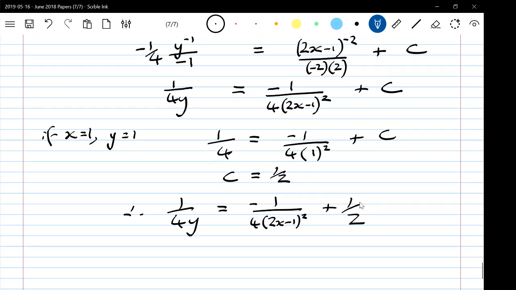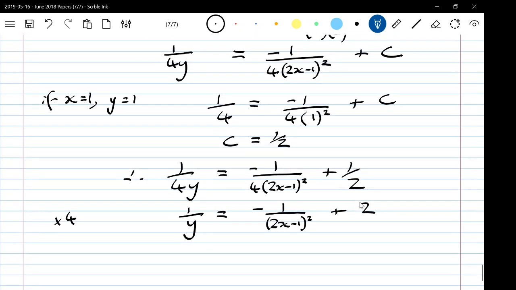I don't have to do this at this point, but it feels like I've got a quarter as a thing that's happening all over the place. So, oh, Danny's looking at me. Okay, maybe I won't do that. No, you should. Oh, I will. So I'm going to write 1 over y is minus 1 over 2x minus 1 squared plus 2. Because I've multiplied everything by 4 to get to that point.